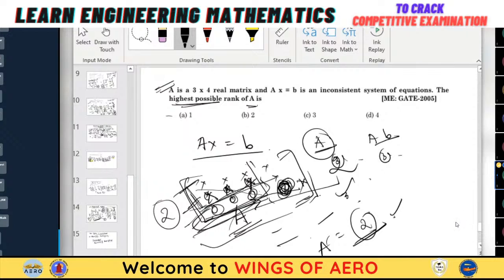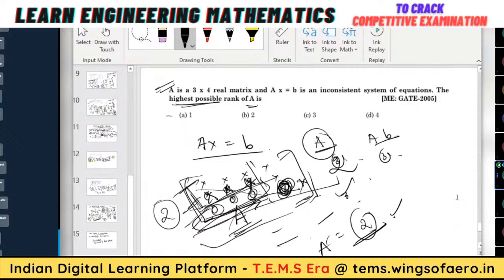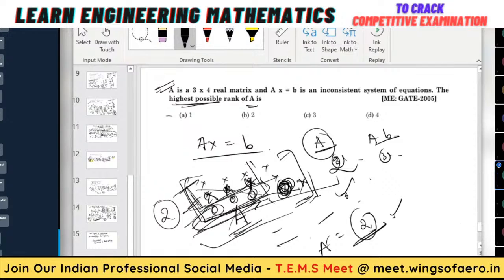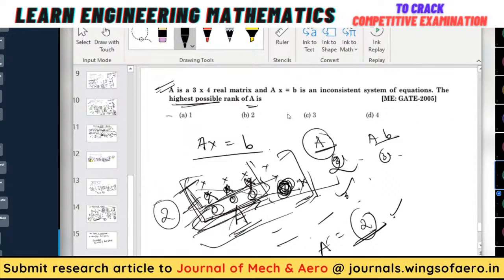This is the only possible case. If you think about it, try it yourself at home, just write it. Sir, can you explain once again how the rank of AB is equal to 3? Okay, wait.